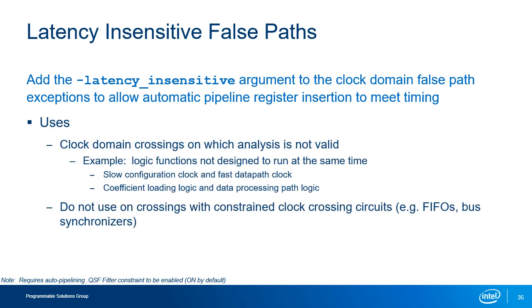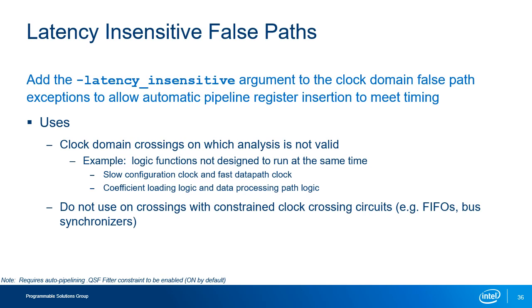So how do you use it? Well, it works on clock domain crossings which are not being analyzed, such as between logic functions not designed to run at the same time. Let's say you have a circuit that loads coefficients into a data path. While the coefficients are being loaded, the data flow is shut down. So the receiving circuit is not sensitive to the individual coefficient data bits arriving at the same time, as the configuration logic will hold the values long enough for their propagation to complete. Thus, extra pipeline stages can be inserted in the path without breaking the design functionality.